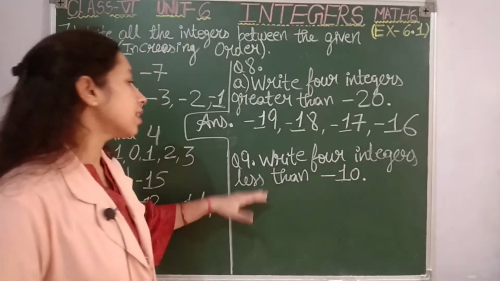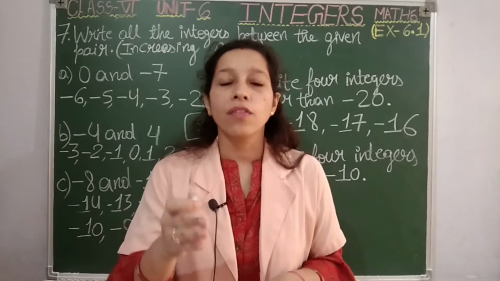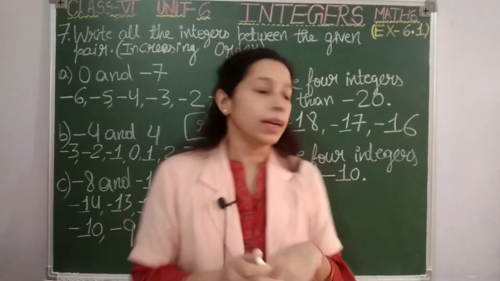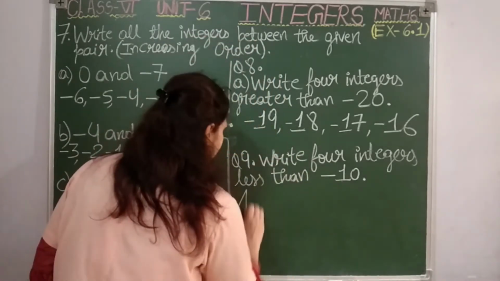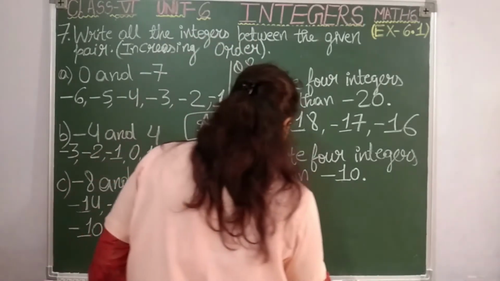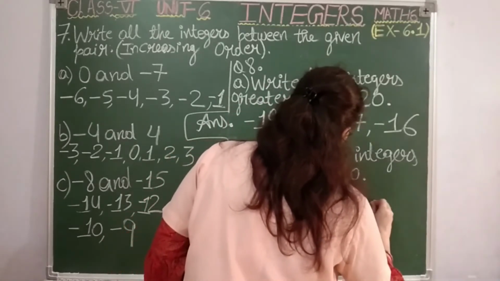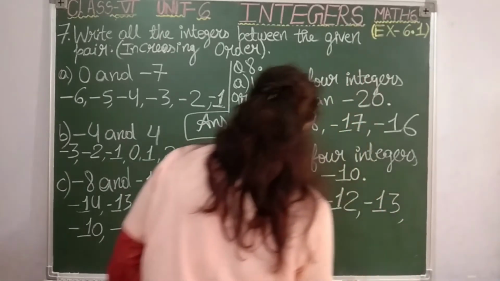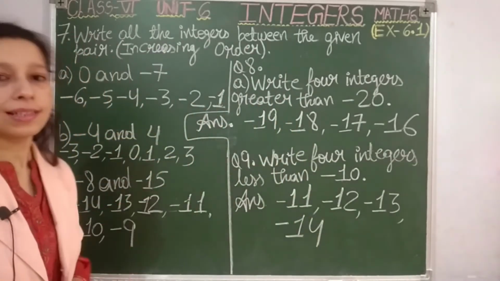Write 4 integers less than minus 10. Minus 10 is a negative number. You are asked to give 4 more integers which will be less than minus 10. So it's just very simple. What you are going to do? Take other negative numbers after minus 10. They will be smaller than minus 10. All these 4 integers are less than minus 10.